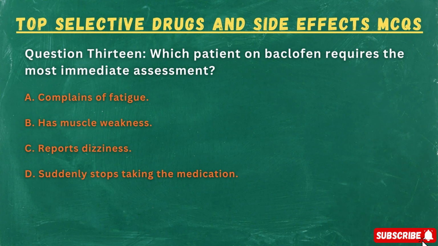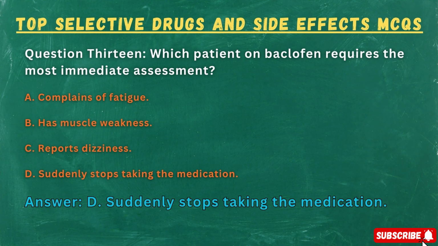Question 13. Which patient on baclofen requires the most immediate assessment? A. Complains of fatigue. B. Has muscle weakness. C. Reports dizziness. D. Suddenly stops taking the medication. Answer: D. Suddenly stops taking the medication.